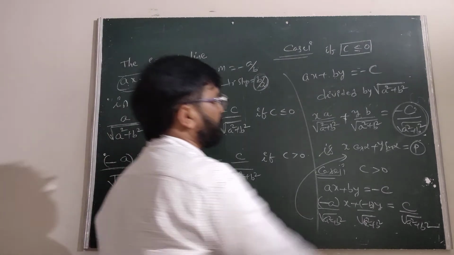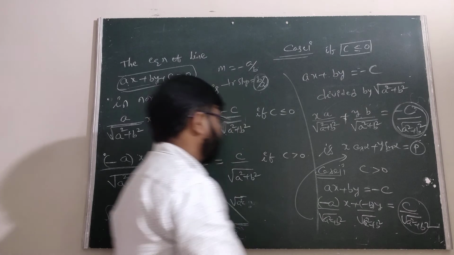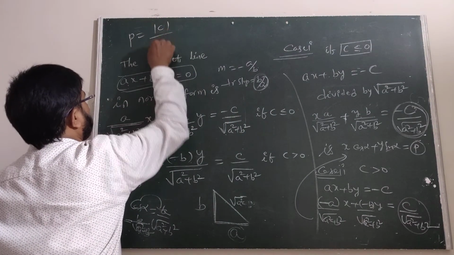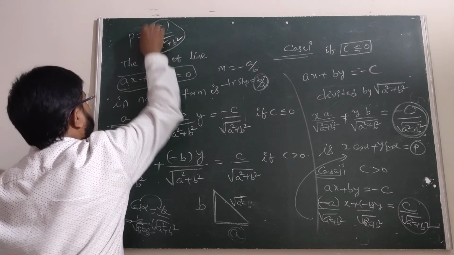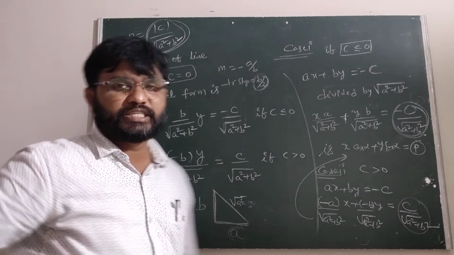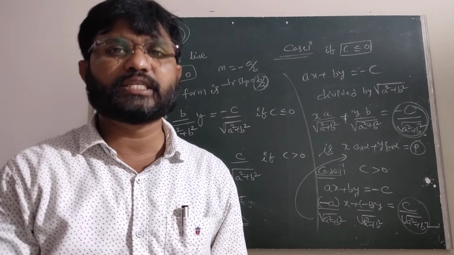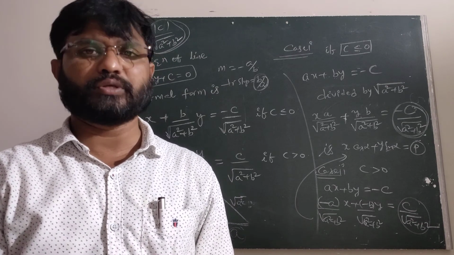What is the p here? We get one time minus c, one time plus c. That's why we can write p is the mod c by root of a square plus b square. That means the perpendicular distance from origin to the line ax plus by plus c equal to 0.